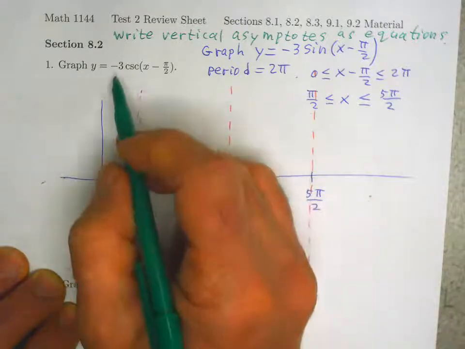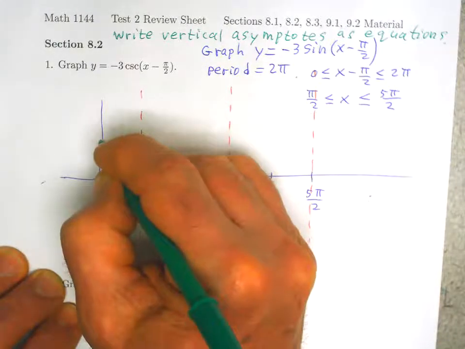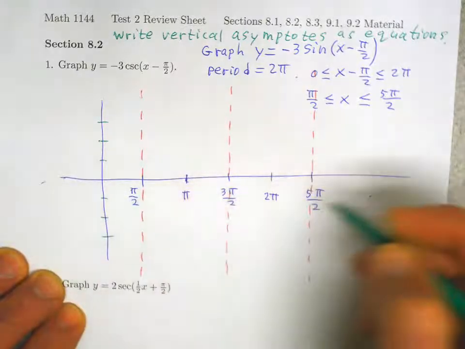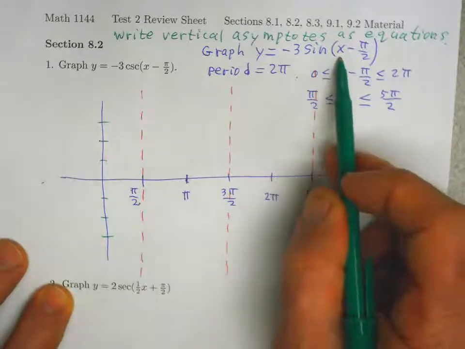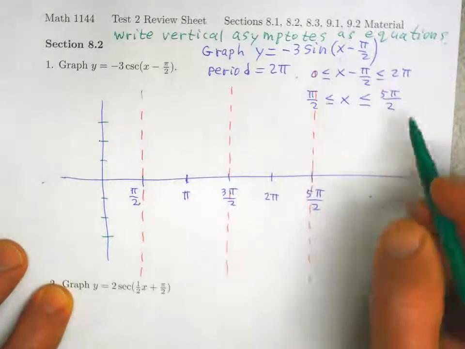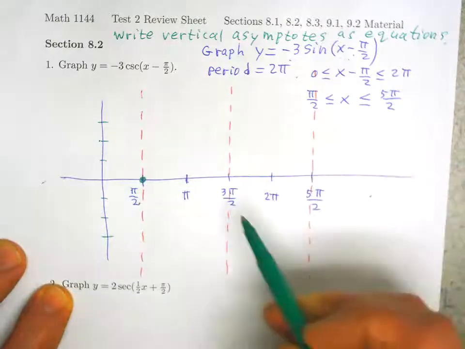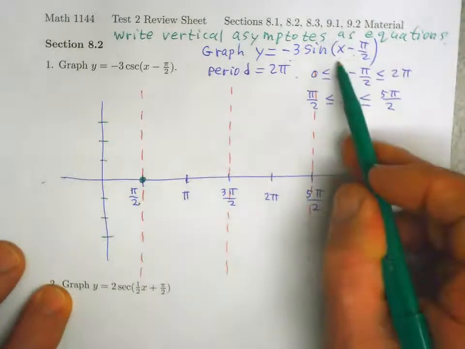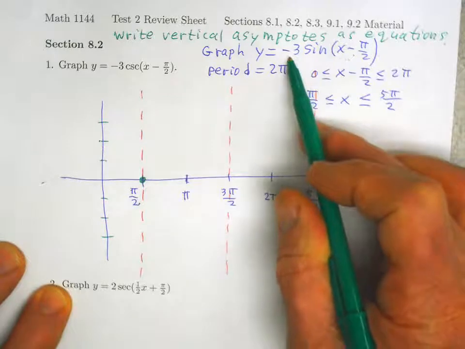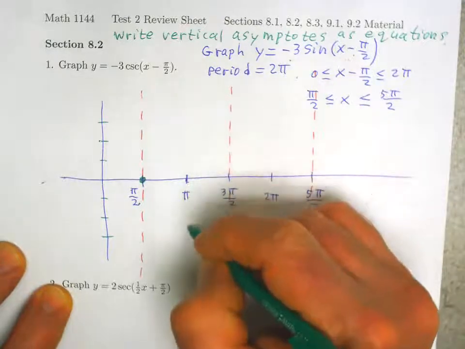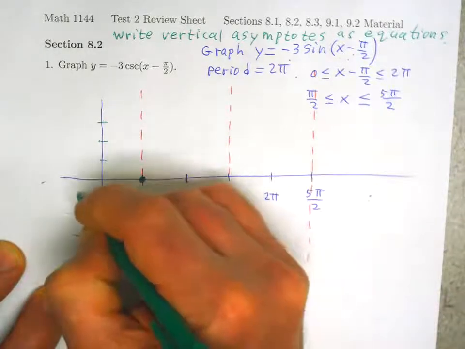The amplitude for sine is 3, but the leading coefficient is negative. Okay, so for the sine function, when x is pi over 2, we get sine of 0, which is 0. And -3 times 0 is 0. So this is a point on the graph. When x is pi, we have pi minus pi over 2, which is pi over 2. Sine of pi over 2 is 1. -3 times 1 is -3. So we have this point on the graph of the sine function down at -3.